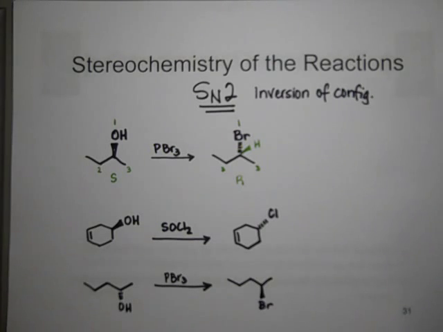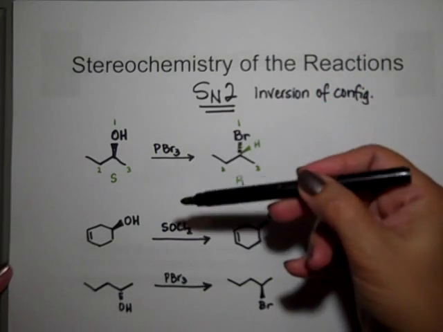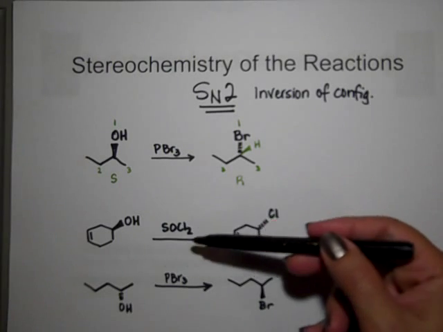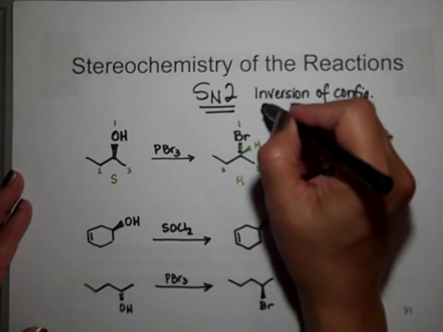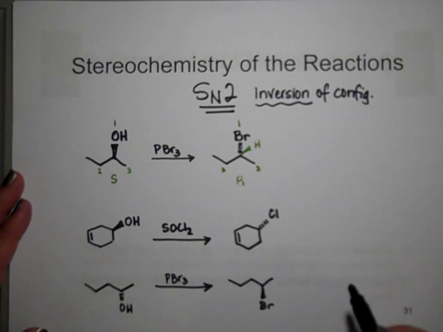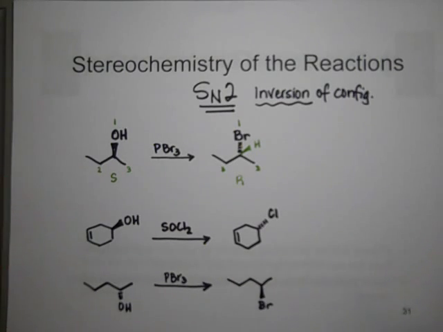Alright, so remember that when you use either PBr3, phosphorus tribromide, or thionyl chloride, your reaction will be an SN2. So you have to obey all the little rules about the SN2 reaction. The first one is that it's an inversion of configuration, and that it would be easier to attack a primary carbon than a secondary carbon.